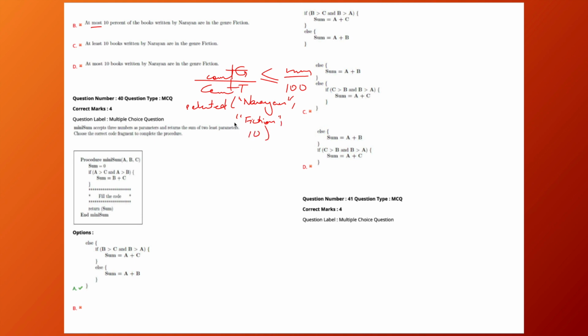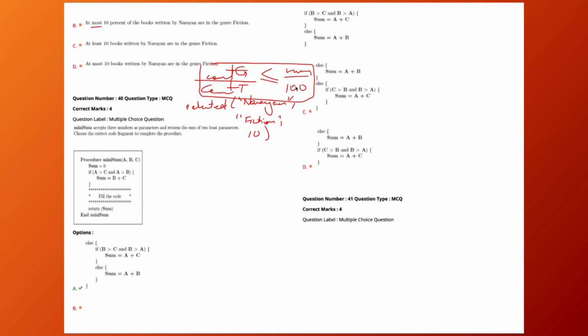So in this case, if I had given this as selected and given this as the condition for true, then B would have been the correct answer. Why? Because count G by count T less than or equal to num by 100 means that the fraction of books that were of the genre would be at most 10%. That means the highest value would be 10% while the other values would be less than 10%. That is what at most means. So it will be 0 to 10%. That is exactly what at most means.